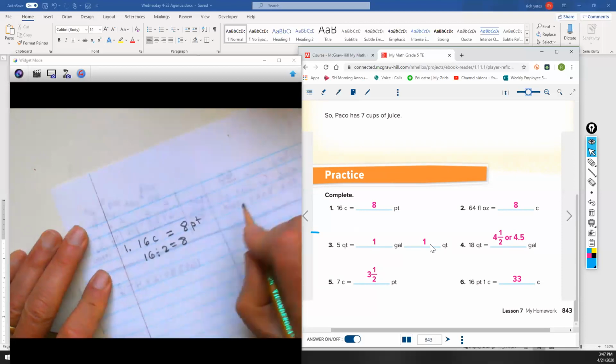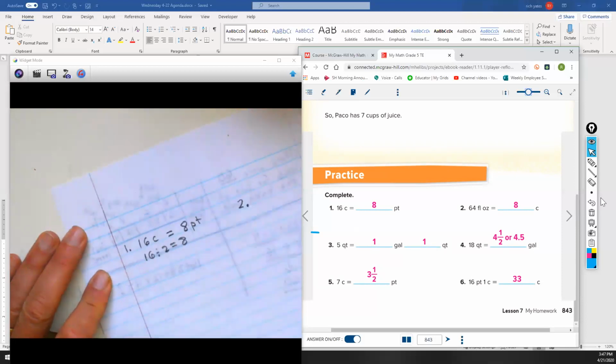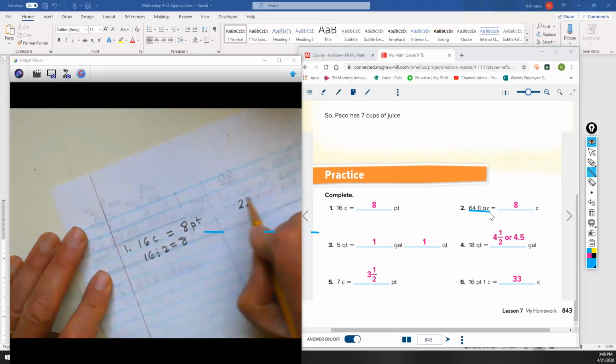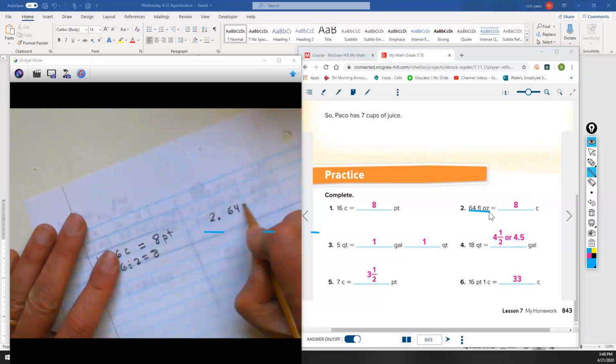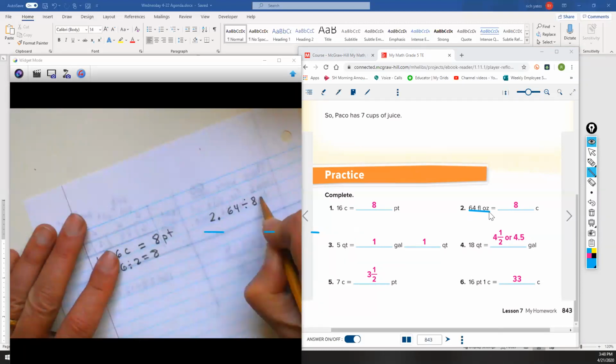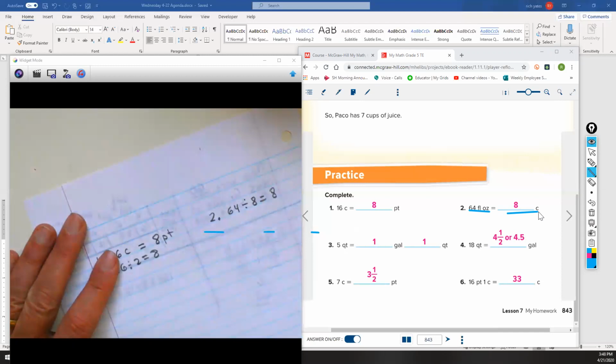On number 2, I had 64 fluid ounces. 64 fluid ounces needs to be divided by the number of fluid ounces in 1 cup. And that equals 8. So 64 divided by 8 equals 8 cups.